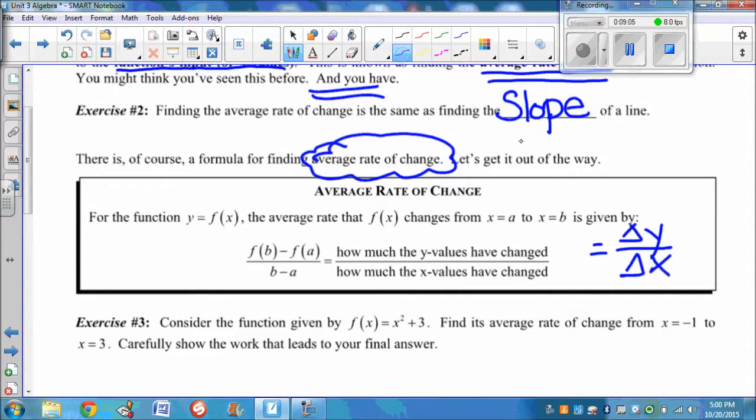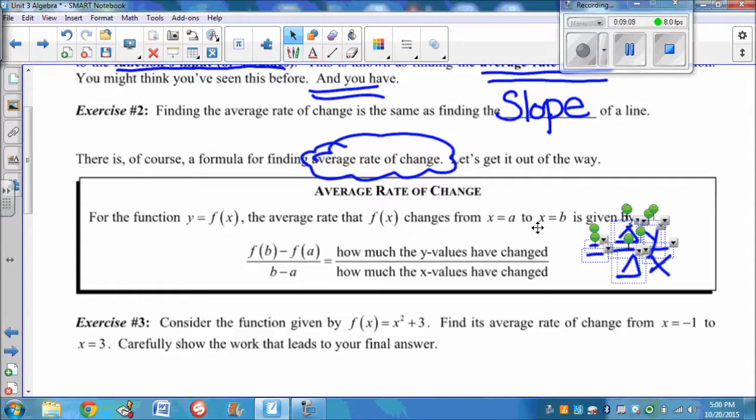I want to lose my cursor right now. That wouldn't be a good thing. Let's see if I can move this. Oh, good gravy. Okay, I'm going to leave it right there.